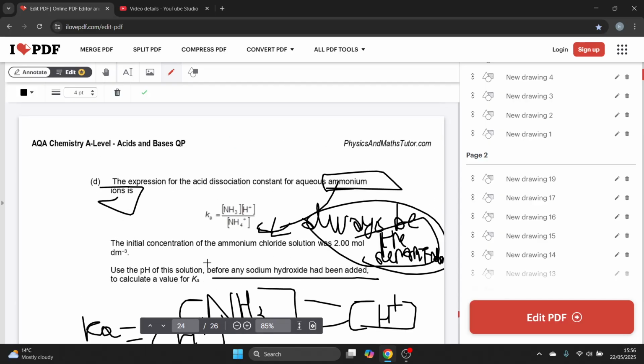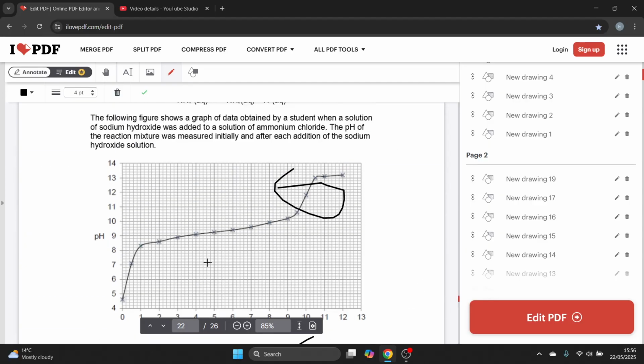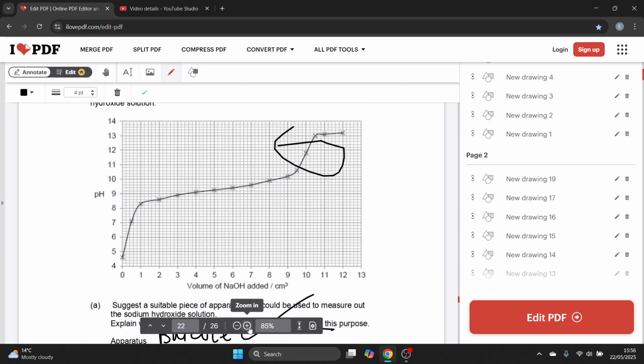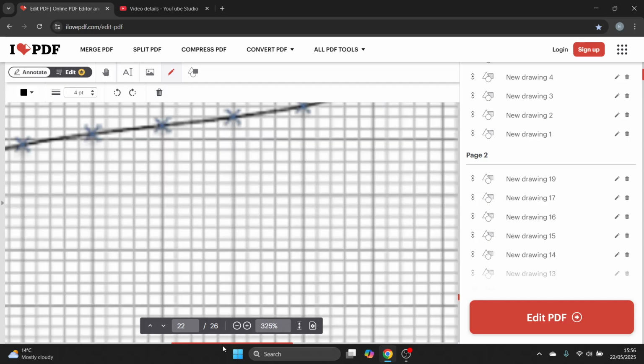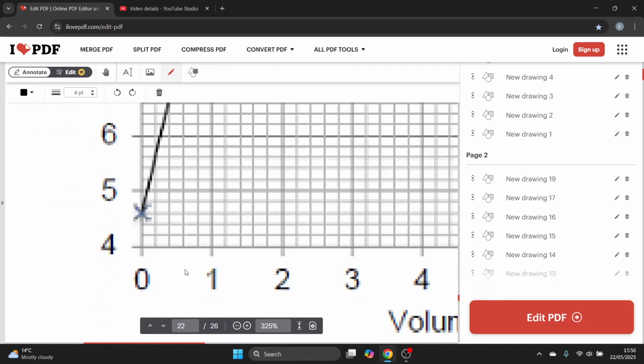Actually, no, it's not. It says use the pH of this solution. What is the pH of the solution? Oh, before any sodium hydroxide added. So we need to now go back to the titration curve, which is really annoying. You have to scroll back a few pages, and in the exam, that's going to be very annoying.